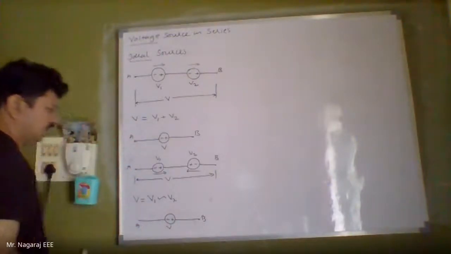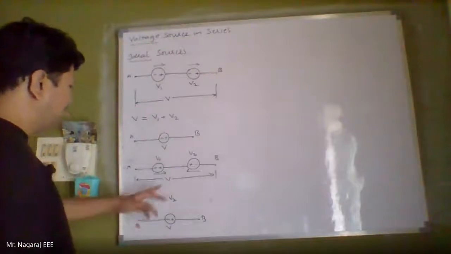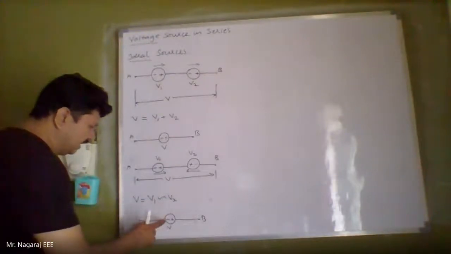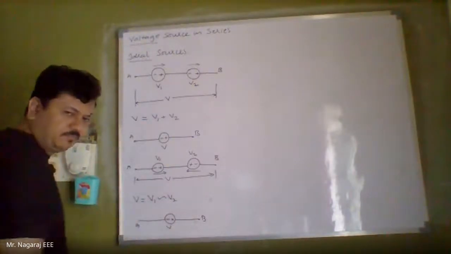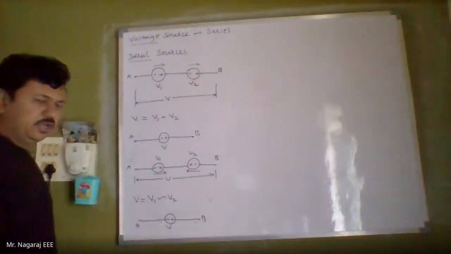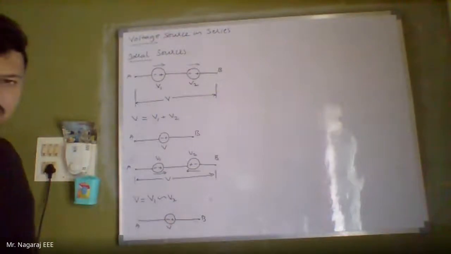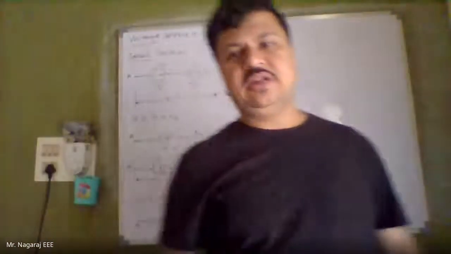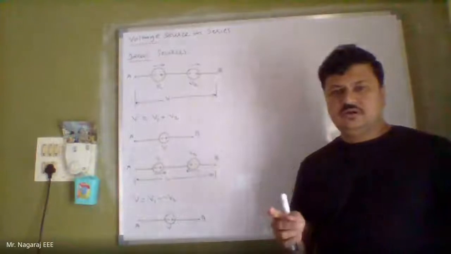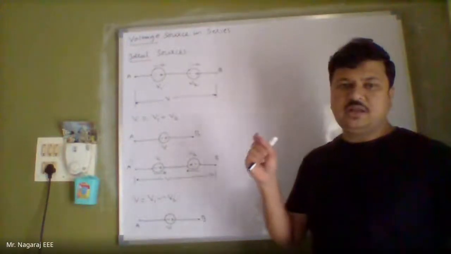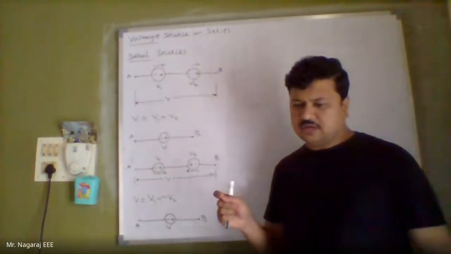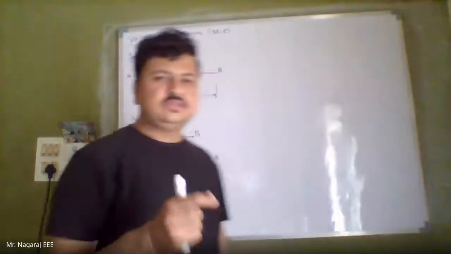with a single source. Now if it is V2 minus V1, then sign convention will be plus minus. This will be plus, this will be minus. If it is V1 minus V2, sign convention will be minus and plus. That is very much important in the circuit analysis. Sign convention and the polarity markings. Polarities are very much important in circuit analysis.